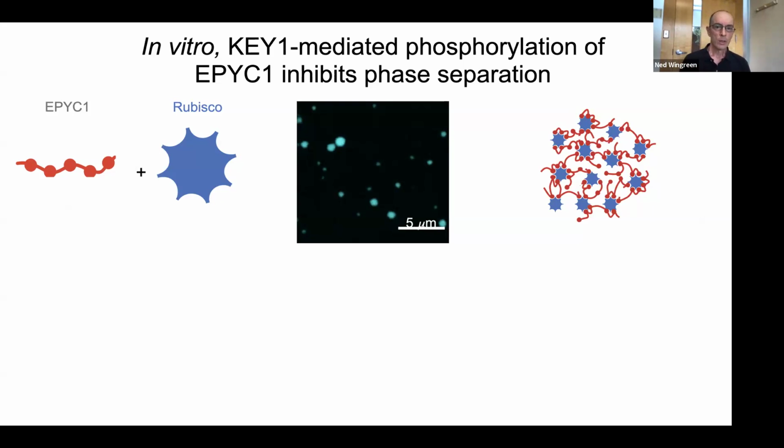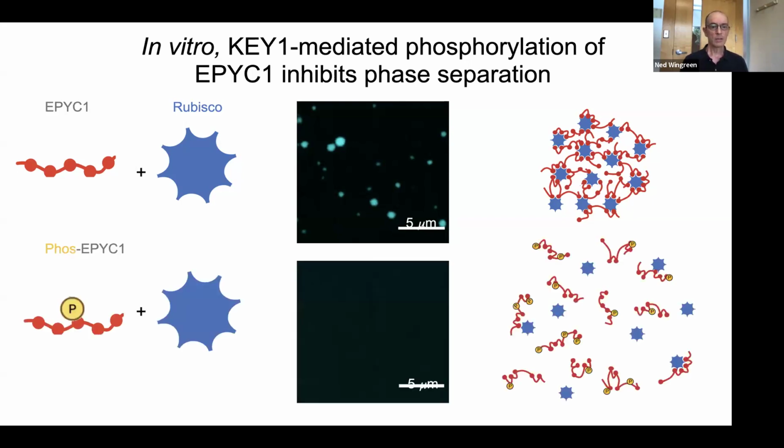Thank you. But if we're right about this, then we should be able to reproduce this behavior in vitro, and that's been done in the Jonikas lab: phosphorylation of EPIC1 indeed inhibits phase separation. If you mix unphosphorylated EPIC1 and rubisco together, they will spontaneously phase separate in a test tube. But if you phosphorylate the EPIC1, then in the lower panel there's nothing to see, because no clusters have formed. The schematic on the right shows you that the phosphorylated EPIC1 is just not sticky to rubisco.